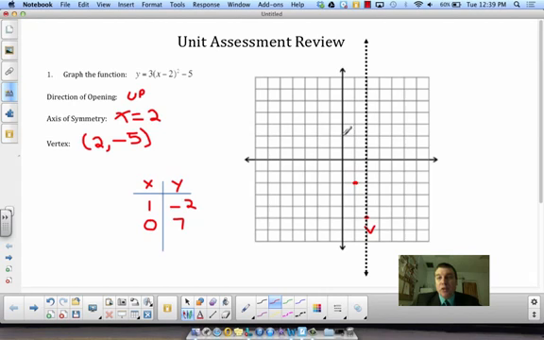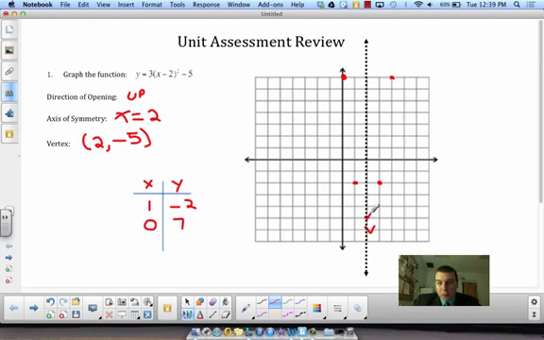At 0, 1, 2, 3, 4, 5, 6. Oh, how nice. It works perfectly. Alright, so now that I have these points, now I got to get the mirror image on the other side. And up here I'm 2 away, so I need to be 2 away there.